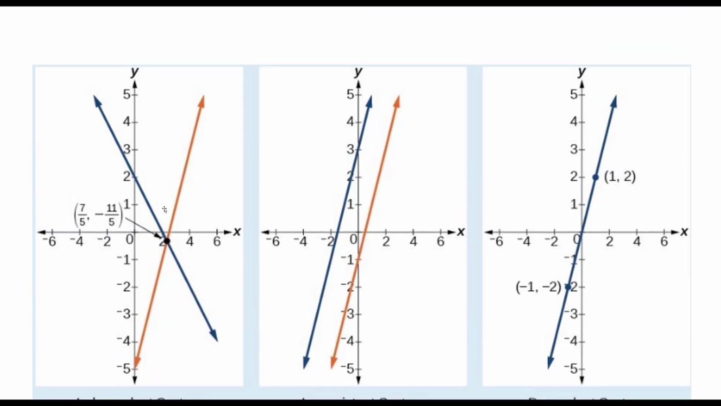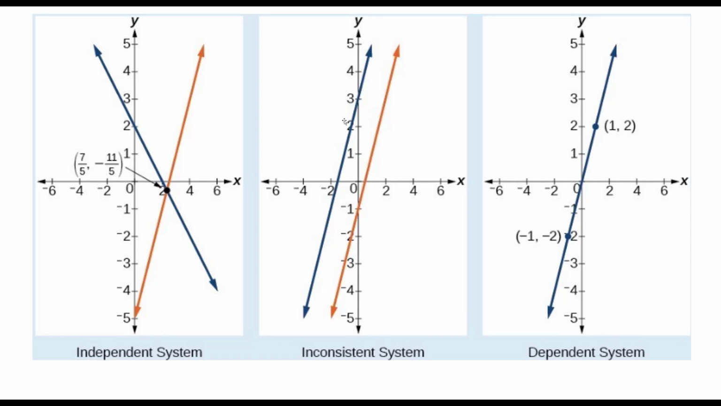Here's our independent system where they cross in one place. Here's an inconsistent system where they're parallel lines. They're never going to cross. And here's a dependent system where they're the same line. So one line's on top of the other. It's really hard to represent that. And so every point is a solution to both of them.